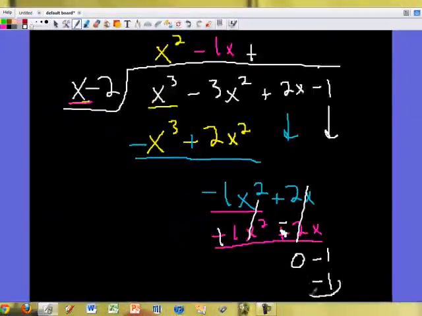You put this value on top, and you put this over here, what you divided by, on the bottom. And that is your answer right up here on top. X squared minus 1x plus negative 1 over x minus 2. You just did a polynomial division problem.